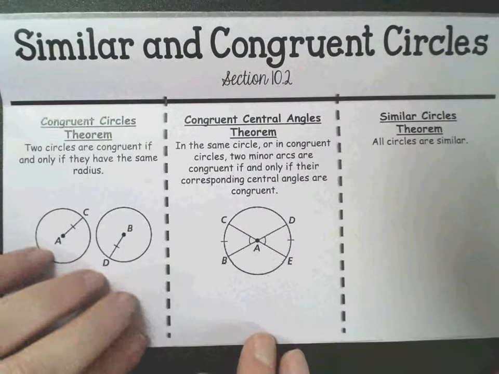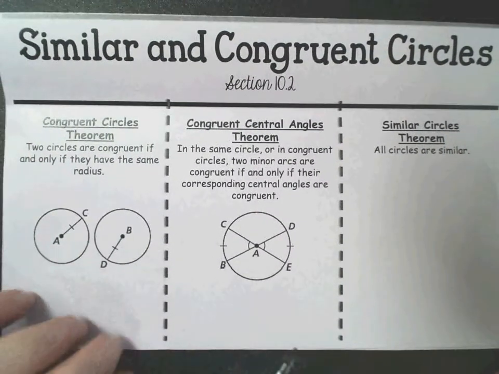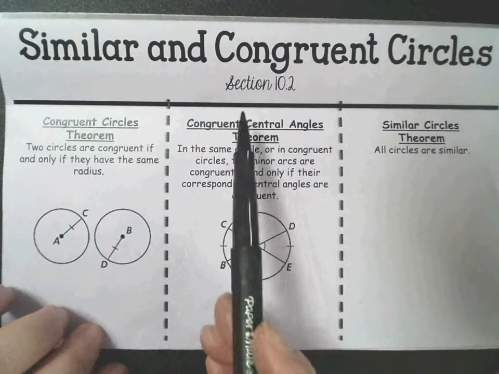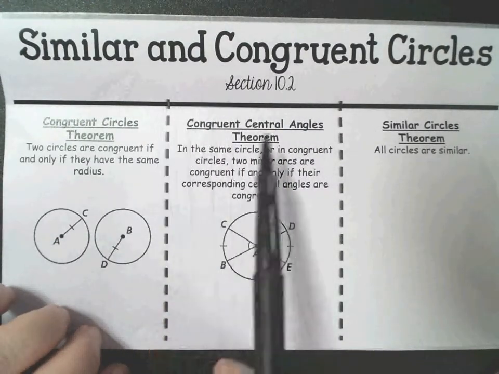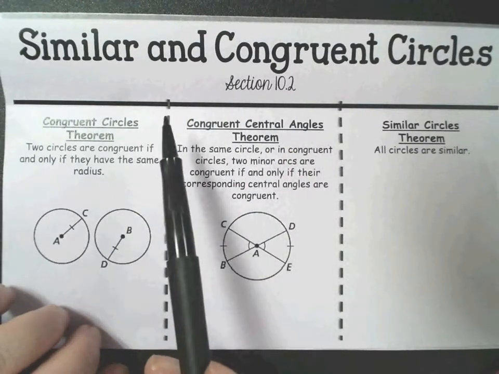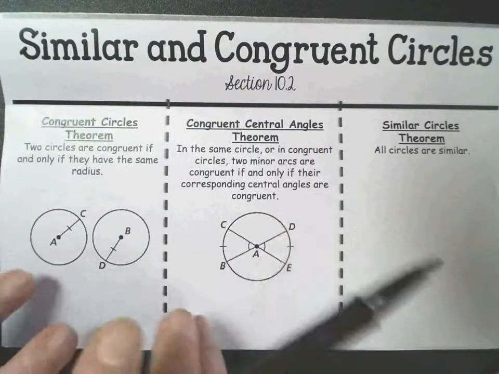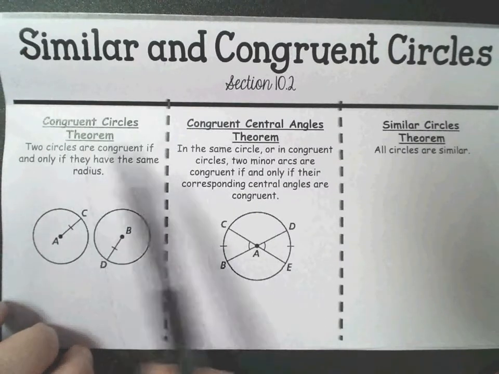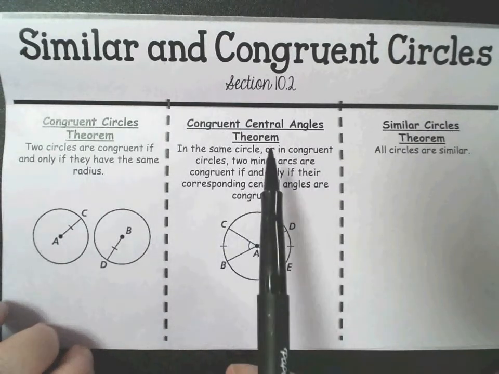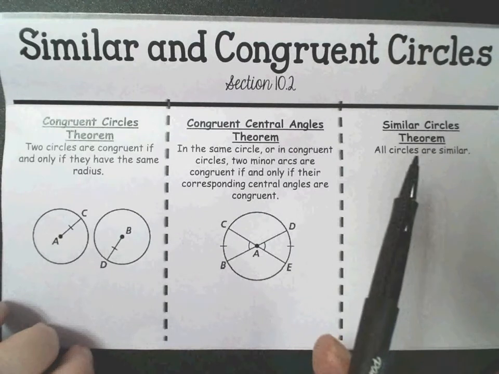So we're going to talk a little bit here about similar and congruent circles. This is section 10.2 if you're looking online on Big Ideas or if you're using your journal notebook at all. So we're going to talk about the congruent circles theorem, the congruent central angles theorem, and the similar circles theorem.